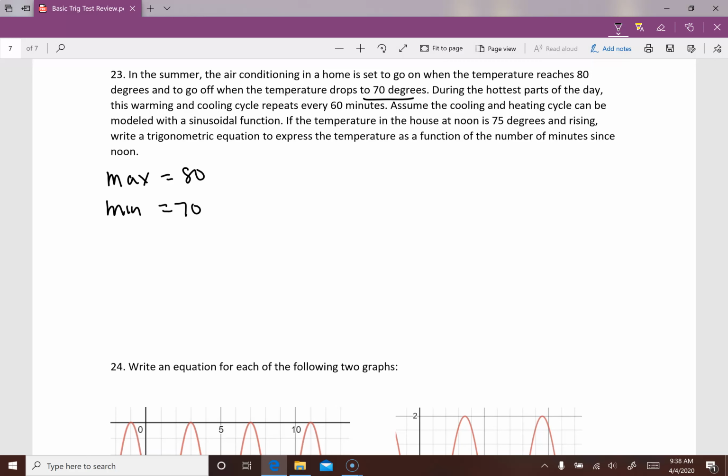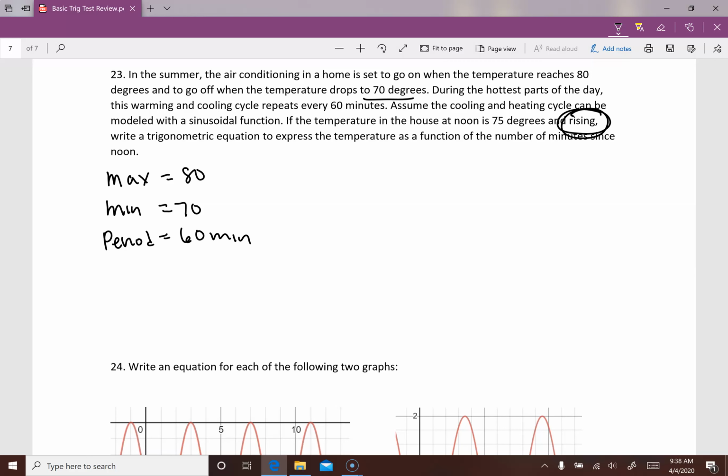During the hottest part of the day, this warming cooling cycle repeats every 60 minutes. So period equals 60 minutes. Assume the cooling and heating cycle can be modeled with a sinusoidal function. If the temperature in the house at noon is 75 degrees and rising, okay, rising means a positive sign because it's going to right off the bat be rising, write a trig function.